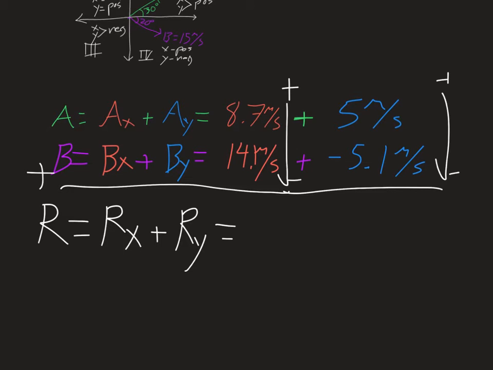That means that if I add these together in the X, I'm going to get an R of X of 22.8 meters per second. And I'm adding to that the Y components, which actually, if you notice, because of the negative, are going to give us a negative 0.1 meters per second. So now we have our X and Y of our resultant vector, which means we can go ahead and start to solve for that resultant vector.